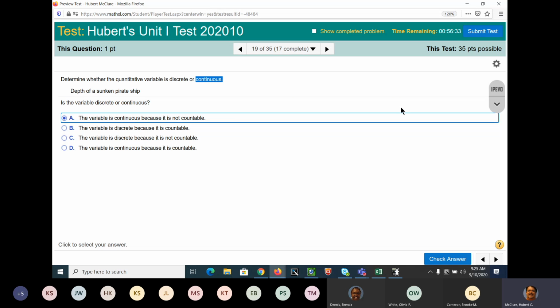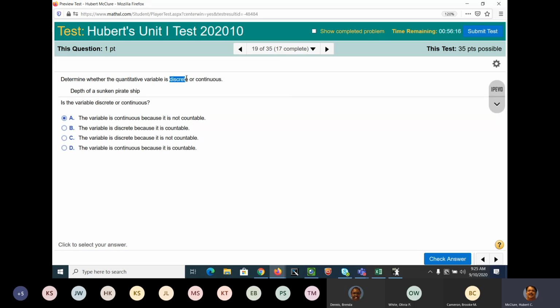A dozen eggs. Well, what is a dozen eggs? Because if I ask each one of you to count the eggs in a carton of eggs, how much will each one of you come up with? 12. It's countable. Discrete is eggs. Continuous is meters, liters, grams. That's another one that people miss. They miss this question because they get it confused. Remember, eggs, meters, liters, grams.